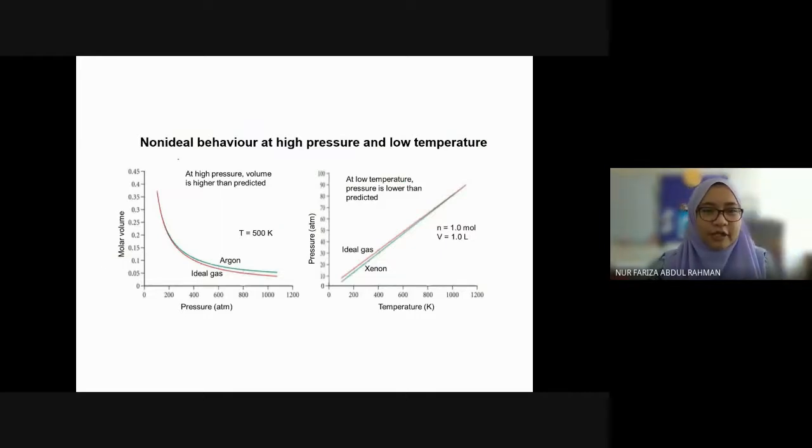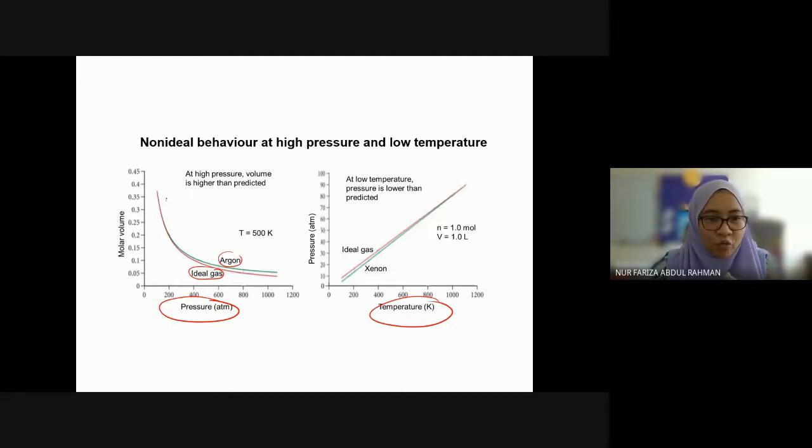Alright. Okay, so we can also represent this behavior at high pressure and low temperature using graph. Okay, alright. So this is pressure, this is temperature. Nampak tak? We have a red line dengan a green line dekat sini. Red represent the ideal gas. Argon is the real gas. Example adalah argon. Okay, alright.